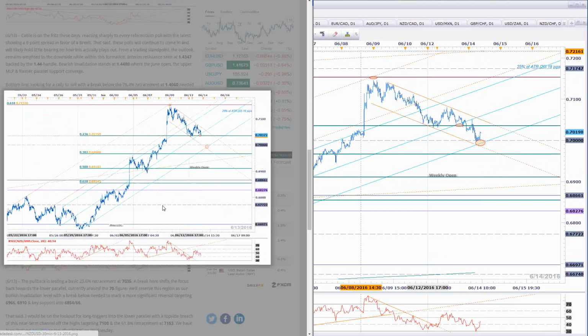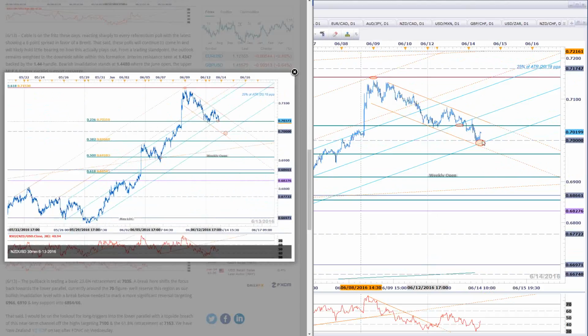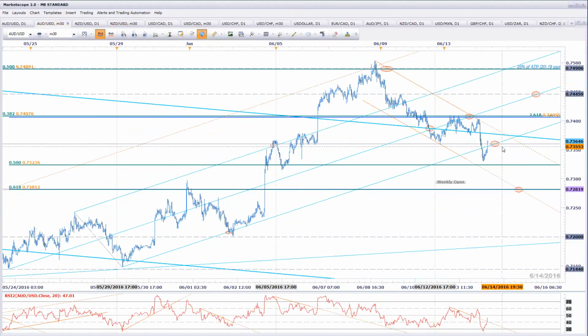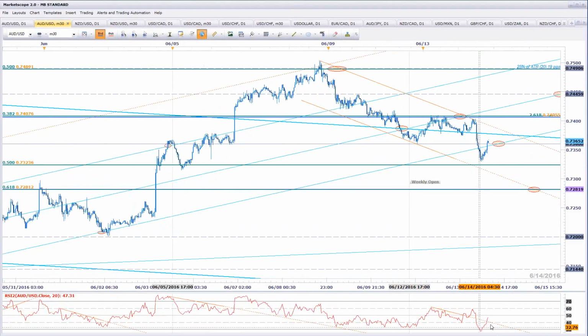Here's what the Kiwi looked like last night. And again, that drop into key support, we just got it. As I said yesterday, I'd be looking for long triggers, long exposure into this region. Any questions on Kiwi? Pooja says Aussie checking resistance at 73.60. Yes, it is. Let's see what this looks like.